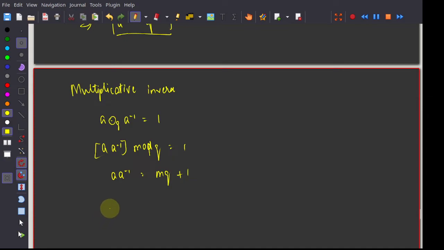Now, can this always happen? What do you want to guarantee? That there is some integer M. So what values can M take?